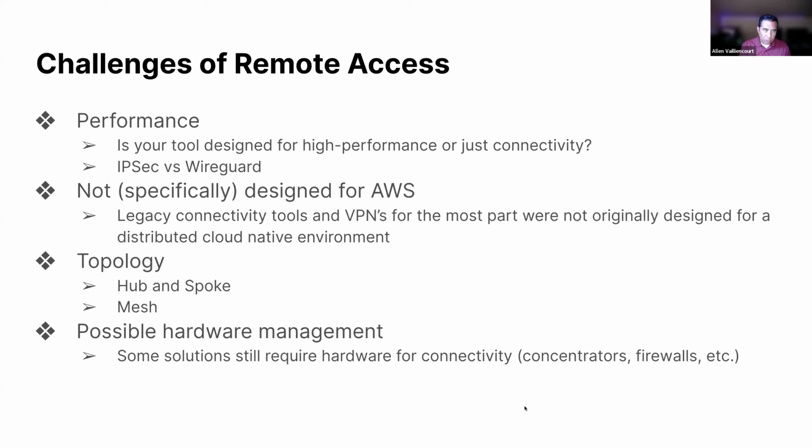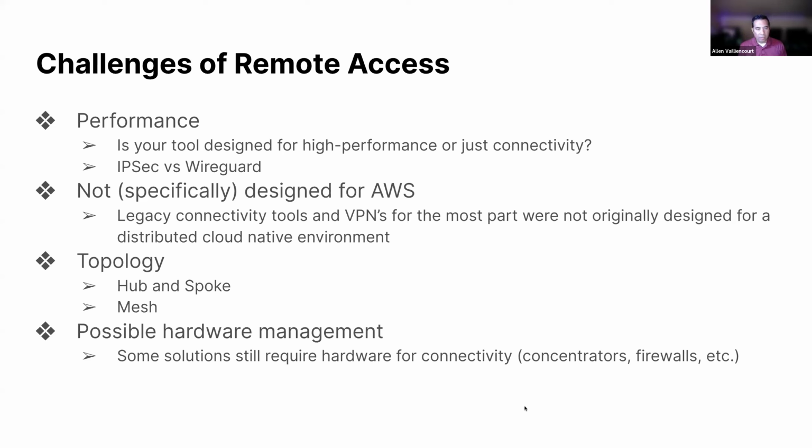And so we look at remote access, some of the challenges. You look at performance. Hey, is my tool designed for high performance or just connectivity? A lot of times it's really designed for connectivity. Hey, I'm connected and it works, but the experience leaves a lot to be desired. And it might be using some of that legacy technology as well. Then you have a tool that's maybe not specifically designed for AWS or for the cloud in general.